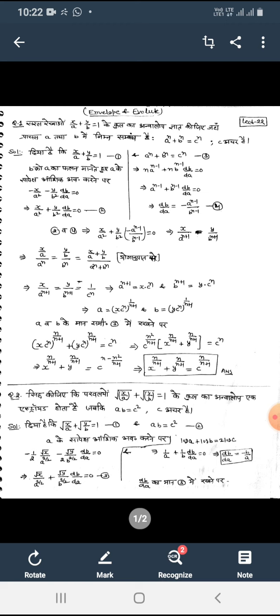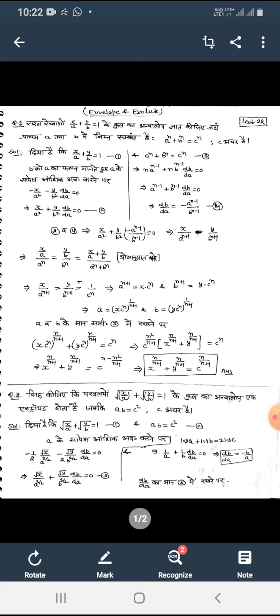Question number 2, सिद्ध कीजिए कि परवलय अंडर रूट x अपॉन a प्लस अंडर रूट y अपॉन b इज इक्वल टू 1 कुल का इन्वेलप एक एस्ट्रॉइड होता है, जबकि ab इज इक्वल टू c स्क्वायर, c अचर है। Prove that the envelope of family of parabolas under root x upon a plus under root y upon b is equal to 1 is an asteroid whenever ab is equal to c square, where c is a constant.